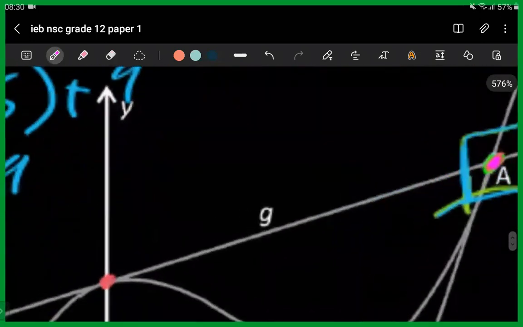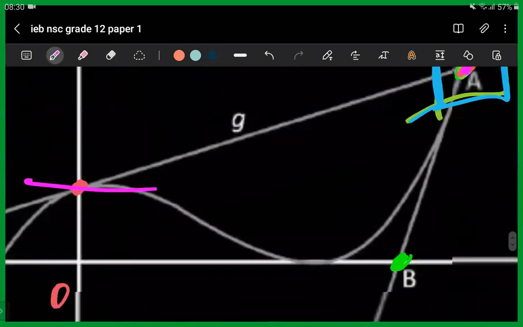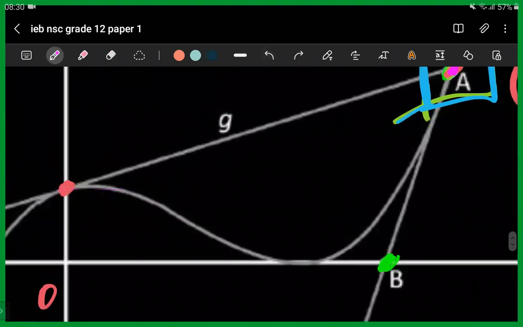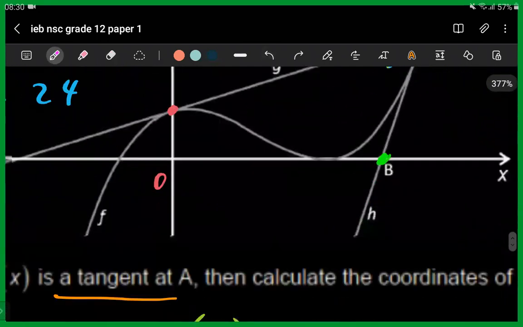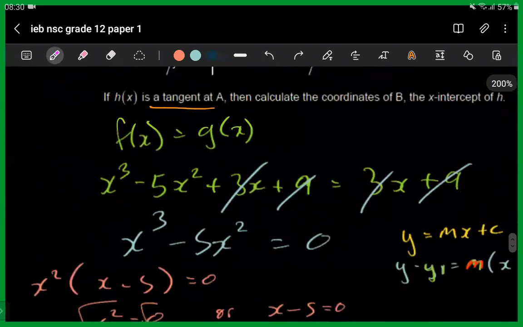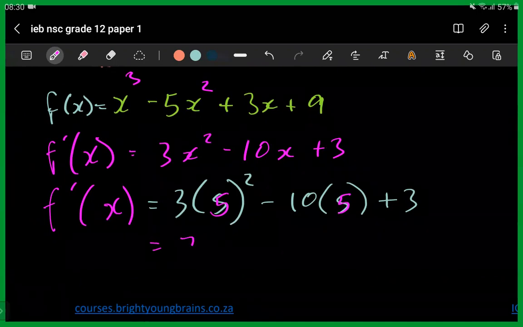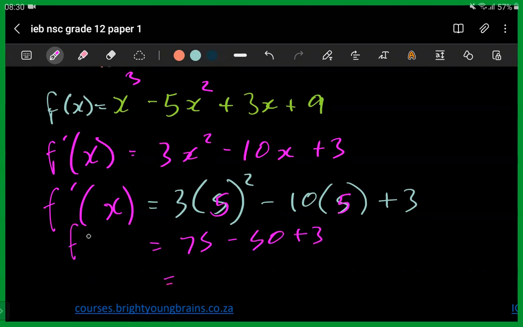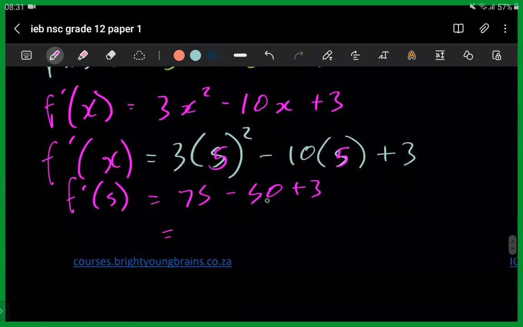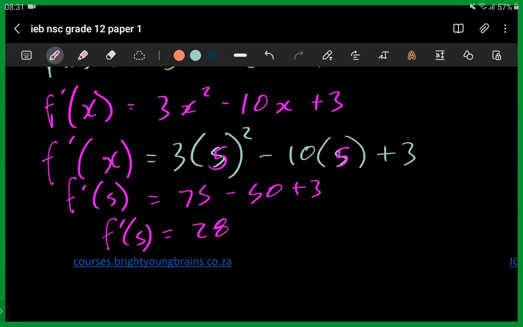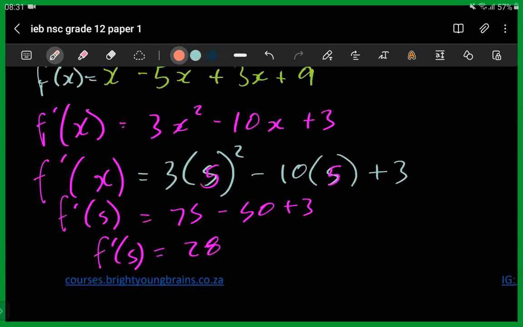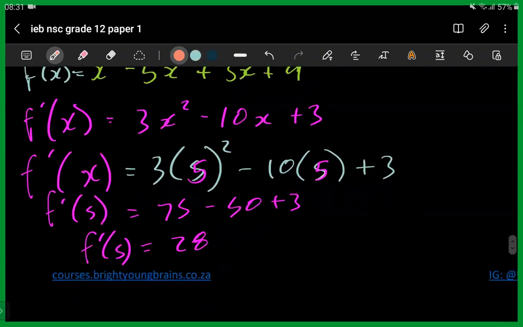You don't want to get where the gradient is 0. The gradient is 0 here, and the gradient is 0 here also, but that's not what you're looking for. You're looking for the gradient here. So you don't know what the gradient is, but you know it's at an x value of 5. So 5 squared is 25, times 3 is 75, minus 50 plus 3. 75 minus 50 is 25, plus 3 is 28. There you go. Does that make sense? Yep, we have our gradient there.